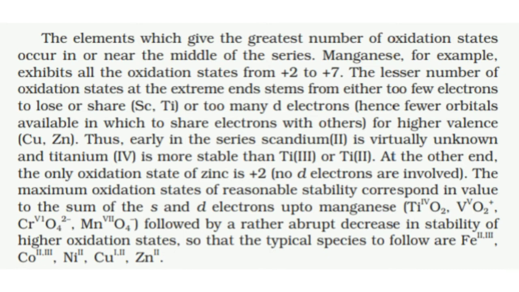The lesser number of oxidation states at the extreme ends stems from either too few electrons to lose or share (Sc, Ti), or too many d electrons, hence fewer orbitals available in which to share electrons with others for higher valence (Cu, Zn). Thus, early in the series, scandium(II) is virtually unknown and titanium(IV) is more stable than titanium(III) or titanium(II). At the other end, the only oxidation state of zinc is +2. No d electrons are involved.